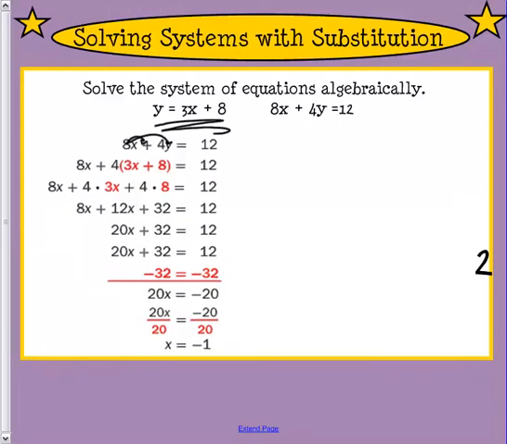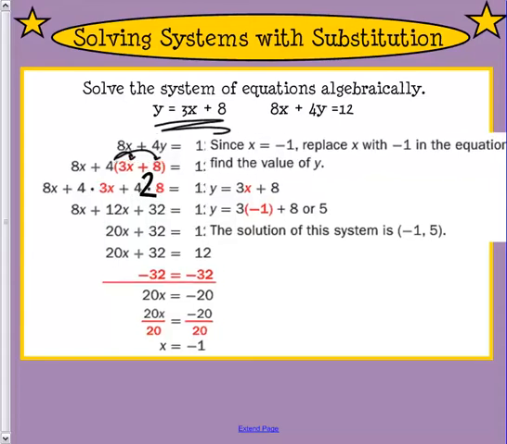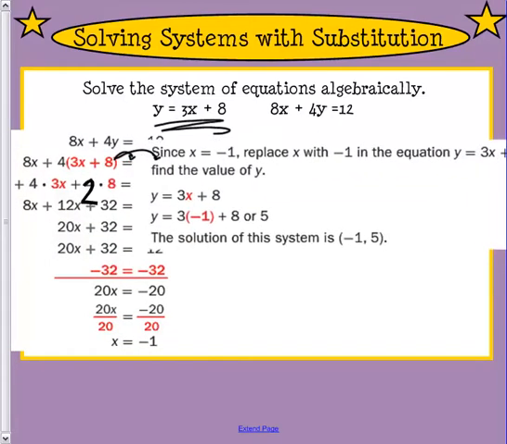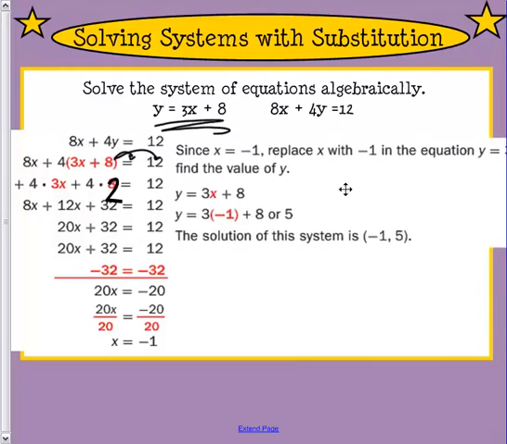Then the second step is, since x equals negative 1, we replace x with negative 1 in the equation to find the y value. So when we plug it in, the solution of the system is going to be negative 1 comma 5, because we're going to plug in the negative 1 in for x.